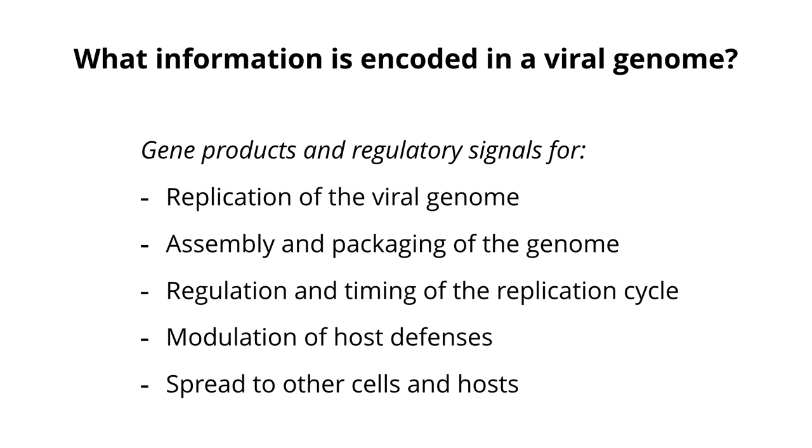Nevertheless, some of the things that a virus needs to encode are signals and proteins for replication of the genome. So not only proteins like polymerases and accessory proteins, but signals in the genome so that the proteins know where to attach. You need proteins for assembly and packaging of the genome, and you also need signals in the genome to specify the assembly. Many viruses have proteins that regulate the replication cycle. They have early and middle and late phases. They do things in steps. Not all viruses do that, but the ones that do have proteins that take care of this timing.